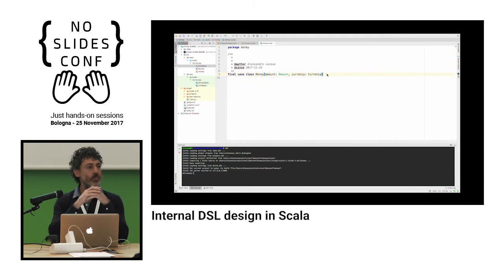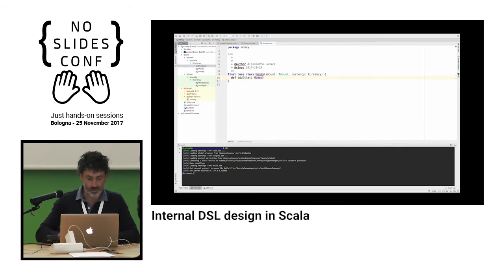We start by defining our API as a simple API, and then we'll turn it into a DSL. So we'll see what are the Scala features that let you transform a classical API into a real DSL. So we define an operation. The first operation we'll define is add. It takes another money object and returns a money object.